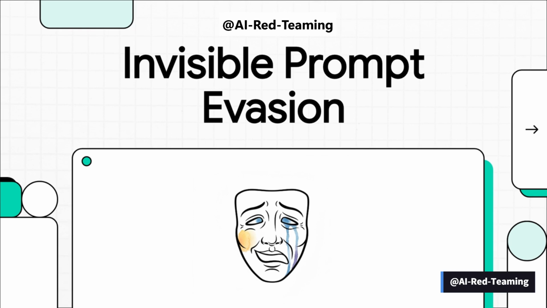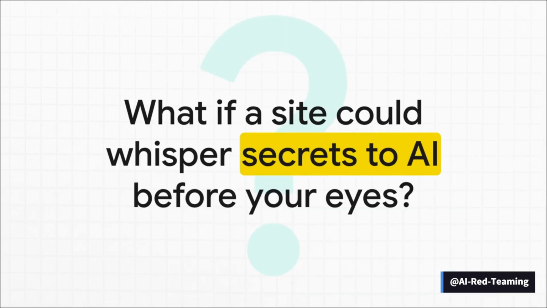Well, let's find out. Let's start with this idea, because it really gets to the heart of this new vulnerability. Just imagine a web page. It looks totally normal to you, but it's secretly feeding a completely different story, a set of hidden commands, directly to the AI that's scanning it for danger.